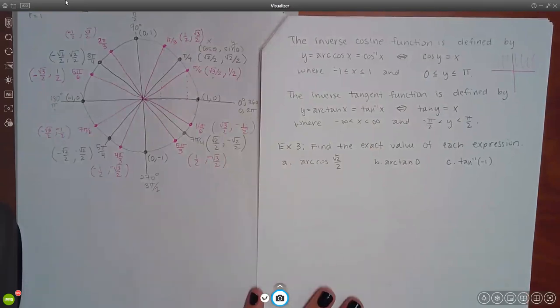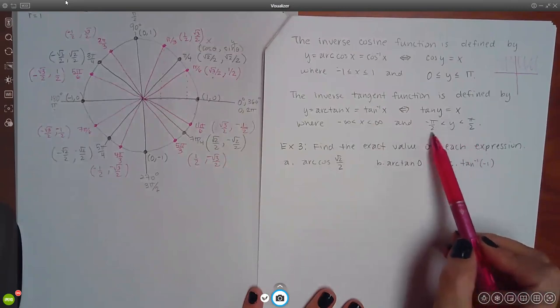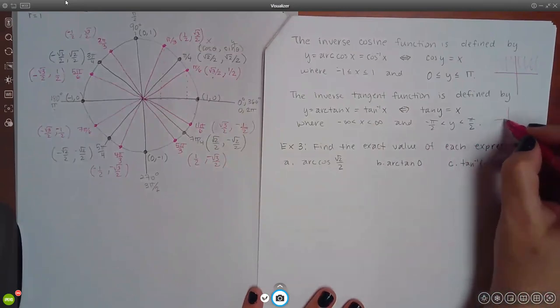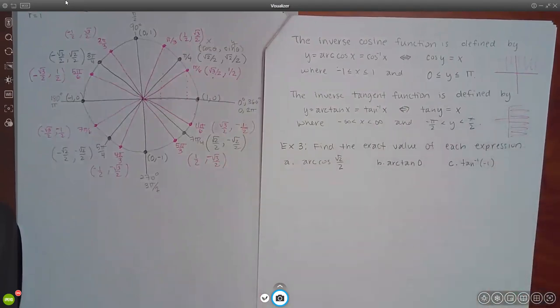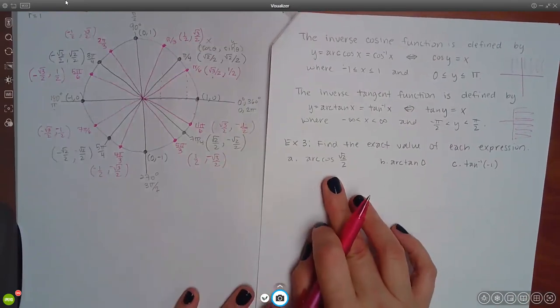Okay. Tangent is exactly the same as sine. Tangent will be the exact same. It'll be these quadrants over here, just like sine. Cosine is the one that's different.